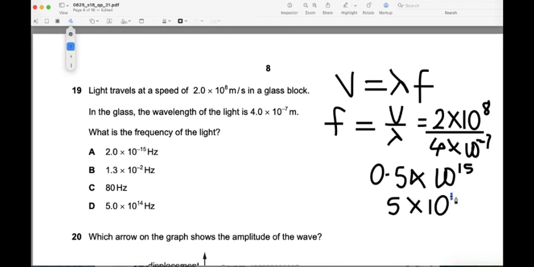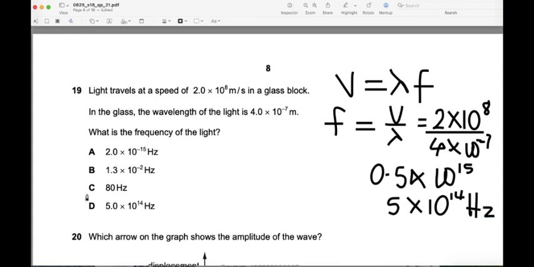Why is the power reduced to 14 from 15? Because we moved the decimal point one place. You studied standard form. We moved this decimal one time to the right. This one will reduce. Times 10 to the power of 14 hertz. Hertz is the unit of frequency. It is capital H, small letter z. Okay, this is what it is.